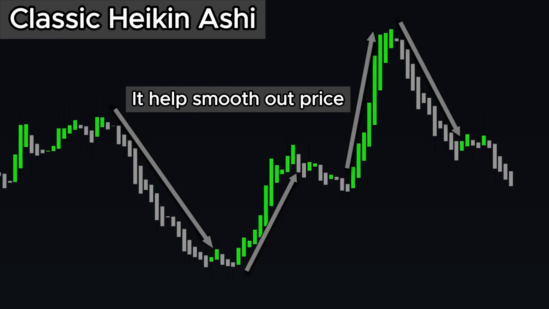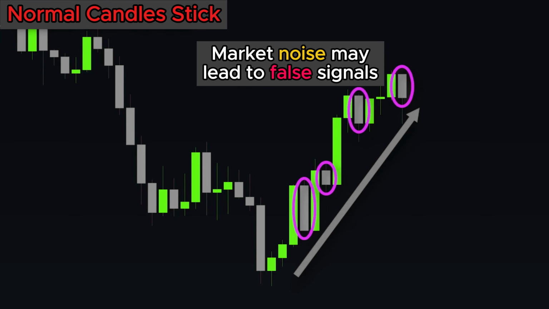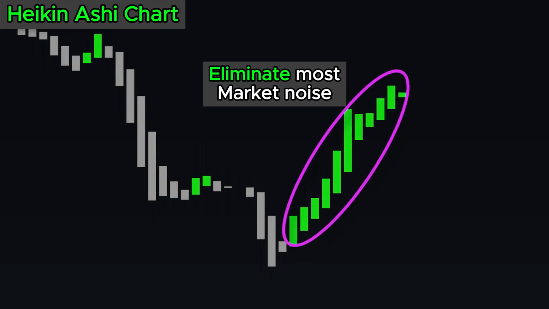Like in this example, here in this traditional candlestick chart, notice that there's a lot of market noise in this upwards price movement which could lead to false signals. Now, if you change this to a Heiken Ashi chart, you can see that it actually eliminates those market noise by displaying same colored candles when the market is trending, therefore helping traders analyze the trend more easily.